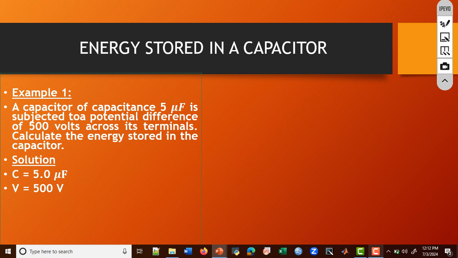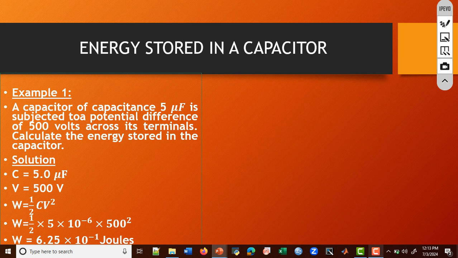The potential difference is 500 volts. Which expression are we going to pick from equation 1, 2, or 3? Which one is suitable? Now we are going to substitute the values for C and then for V, and we square V according to the expression. When we simplify this, we will get 6.25 times 10 to the power minus 1 joules.